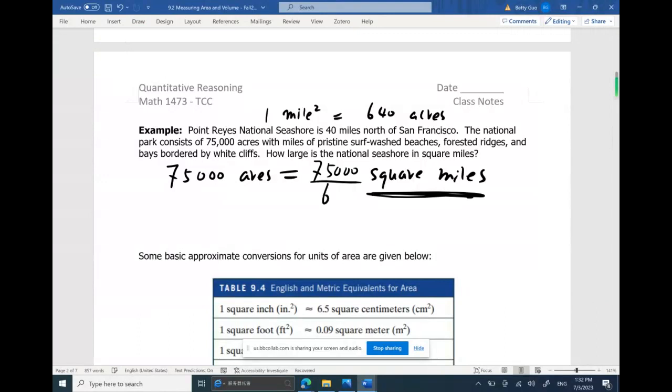So how do we make the number smaller? We divide, right? Yeah, because square mile is a bigger unit, so we want a number in front of it smaller. How many times smaller? 640 times smaller. So we use 75,000 divided by 640. We would have to round again. If we round it to the nearest whole number, 117 square miles. Okay.